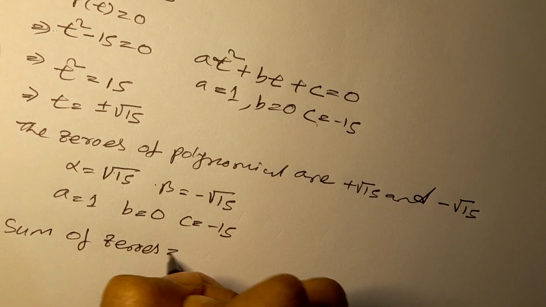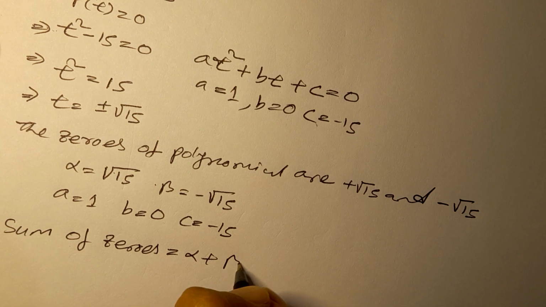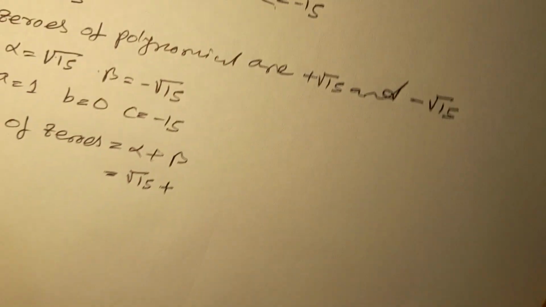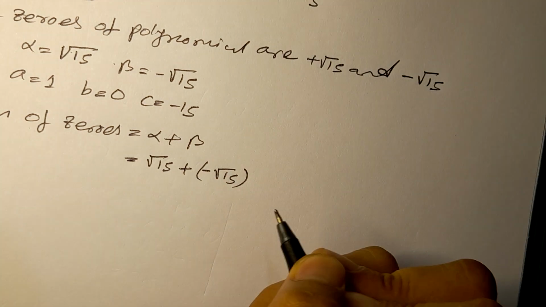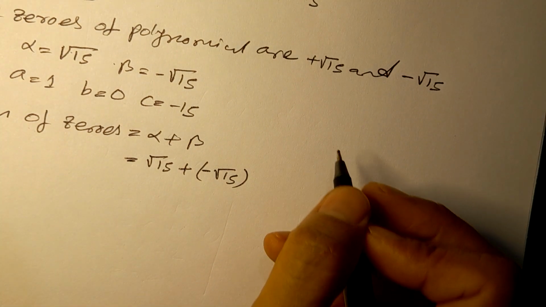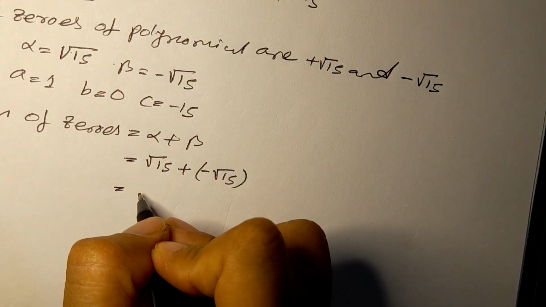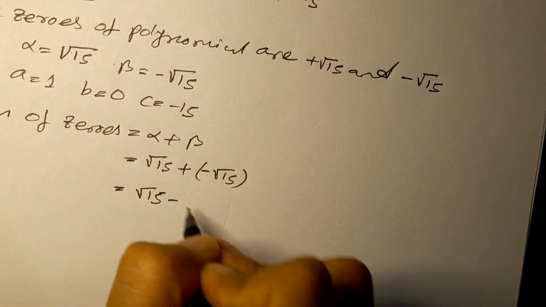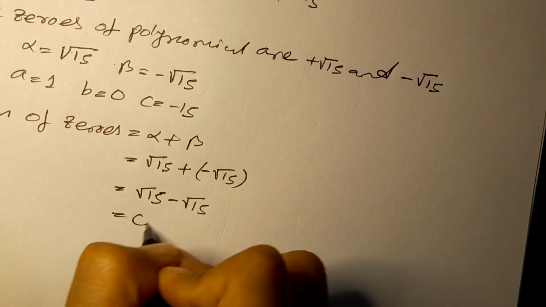So now the sum of zeros, that is directly from the addition, alpha plus beta. Alpha how much? Root 15, plus beta how much? Minus root 15. Give the bracket. Whenever there is a negative sign, always come with a bracket, that is parenthesis. So now remove the parenthesis, it will be root 15 plus into minus, it's minus root 15. So root 15 minus root 15 gives 0.